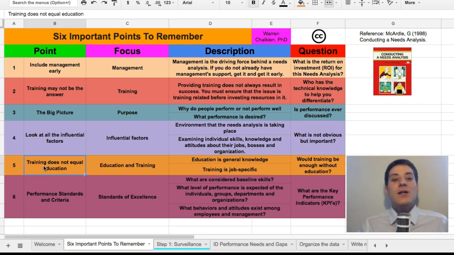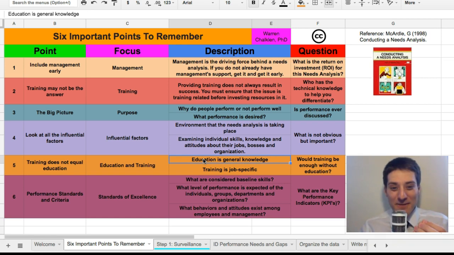Number 5, training does not equal education. There's a difference between education and training. Education is general knowledge. For example, understanding that the sky is blue or that the ocean is not actually blue, it's a reflection of the sky, is education. However, training is job specific. A job specific example is how to turn on a machine. That is a training requirement that is different to education. Education is general, training is specific.